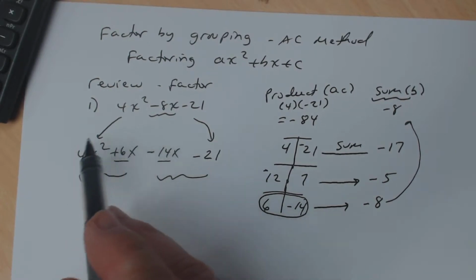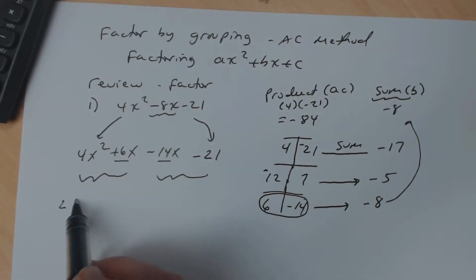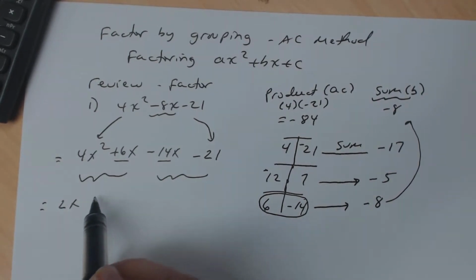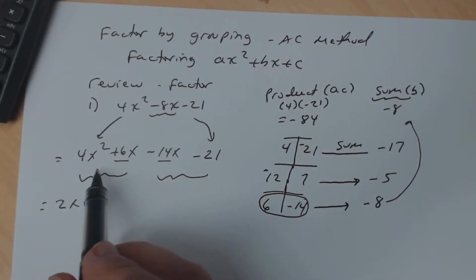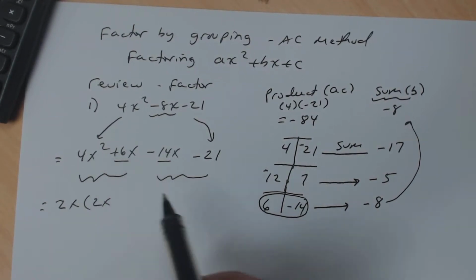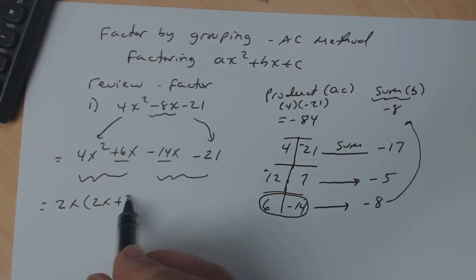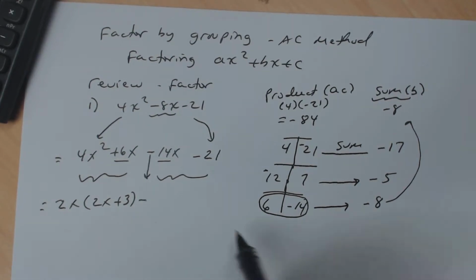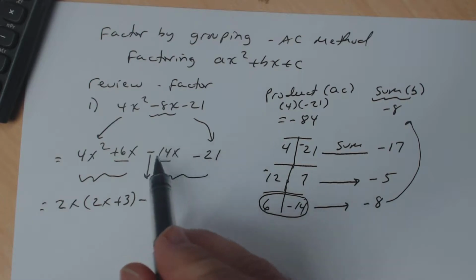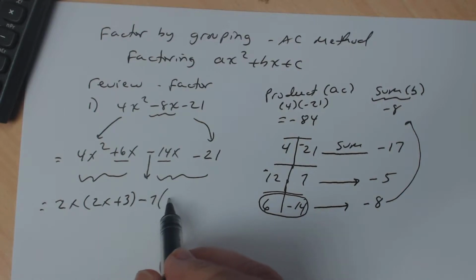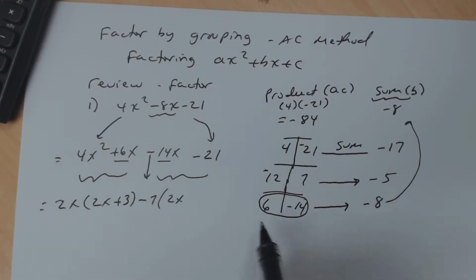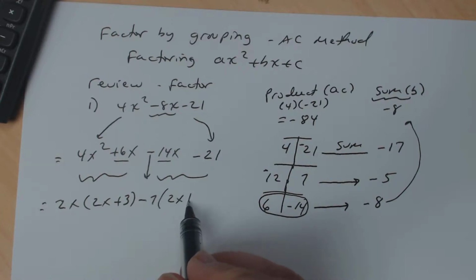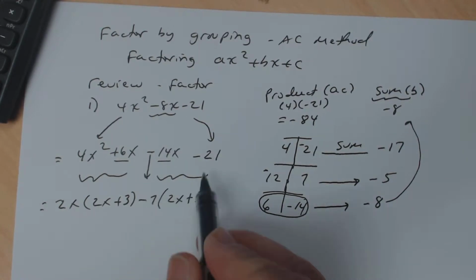The GCF of the first group is 2x, so you factor out a 2x. And then when I factor out a 2x, I get 2x times 2x is 4x squared, plus 2x times 3 is 6x. Now remember, as we talked about this before, my middle sign's negative, so I'm going to factor out a negative GCF. So the GCF of these two terms will be 7. So I'm going to factor out a negative 7. And so negative 7 times 2x is a negative 14x. And then a negative 7 times a positive 3 is a negative 21.